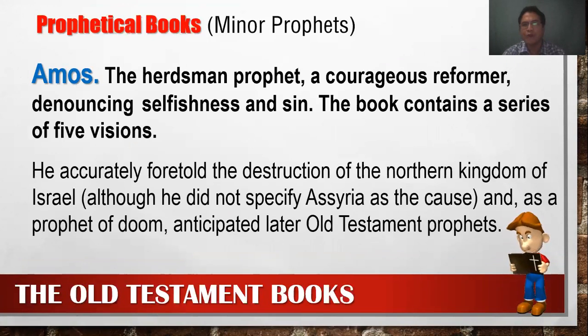The book of Amos, the herdsman prophet, a courageous reformer denouncing selfishness and sin. The book contains a series of 5 visions. He accurately foretold the destruction of the northern kingdom of Israel, and as a prophet of doom anticipated later Old Testament prophets.